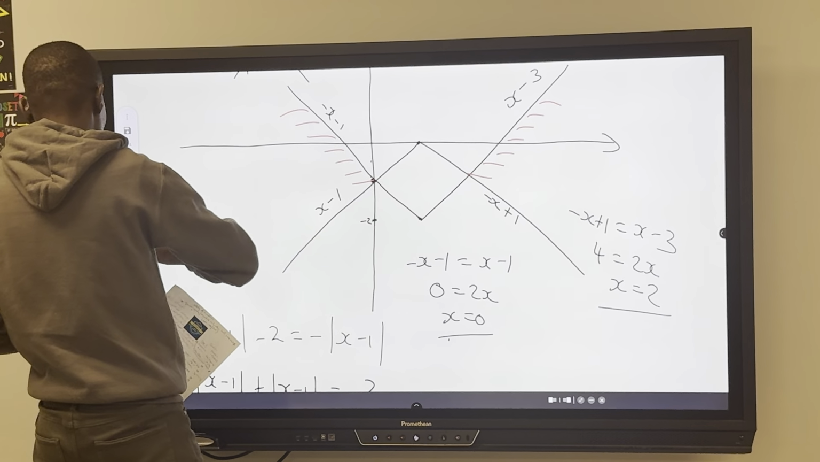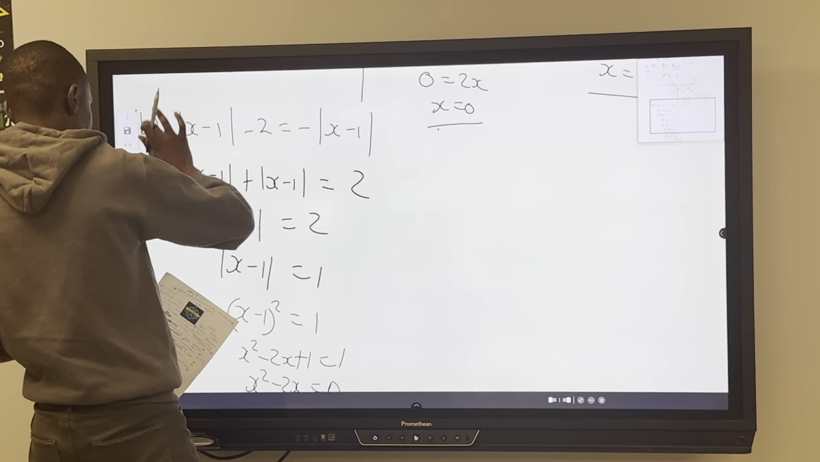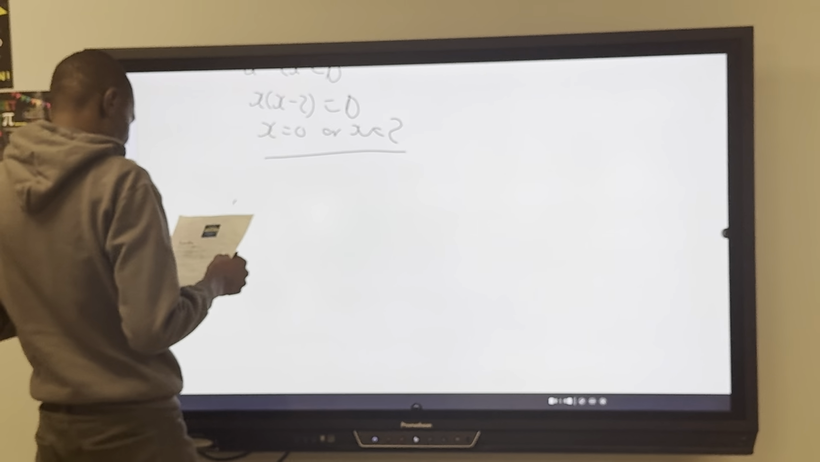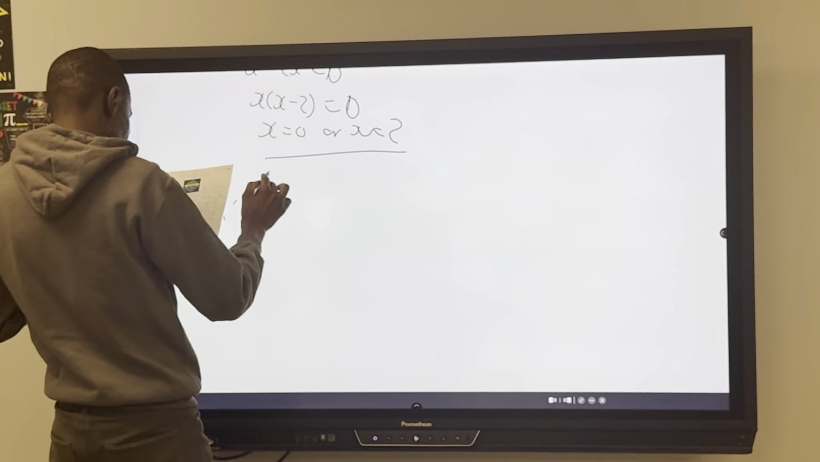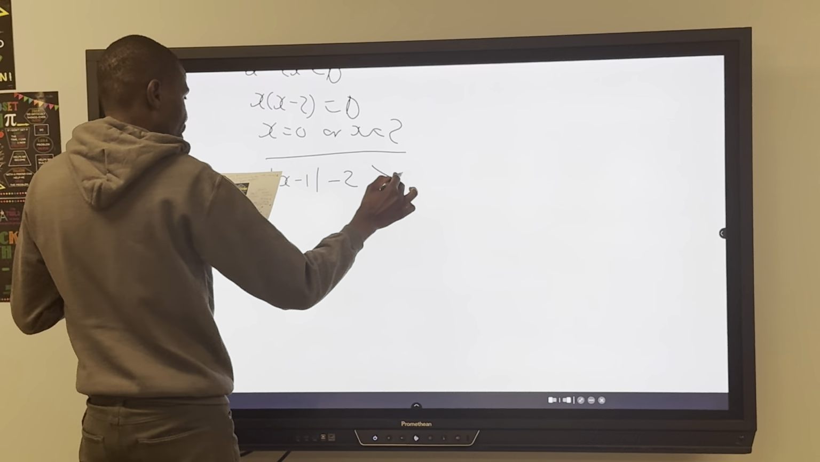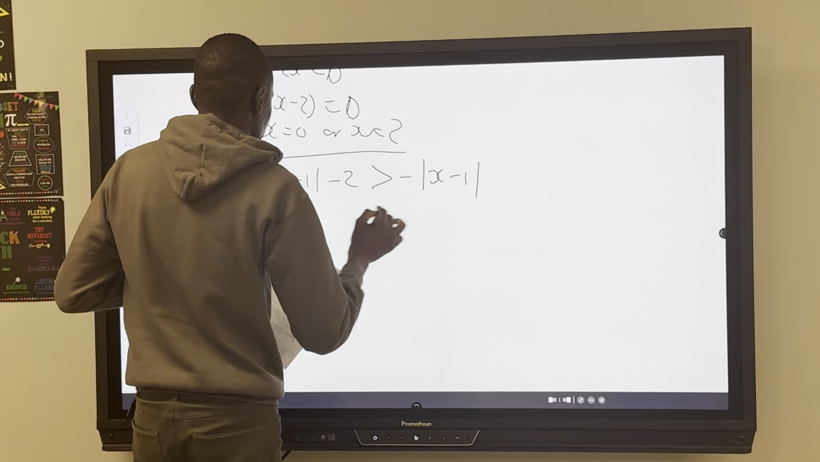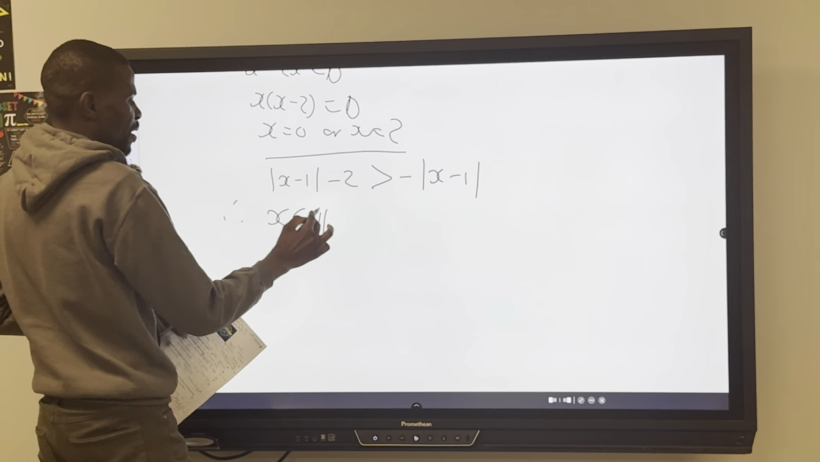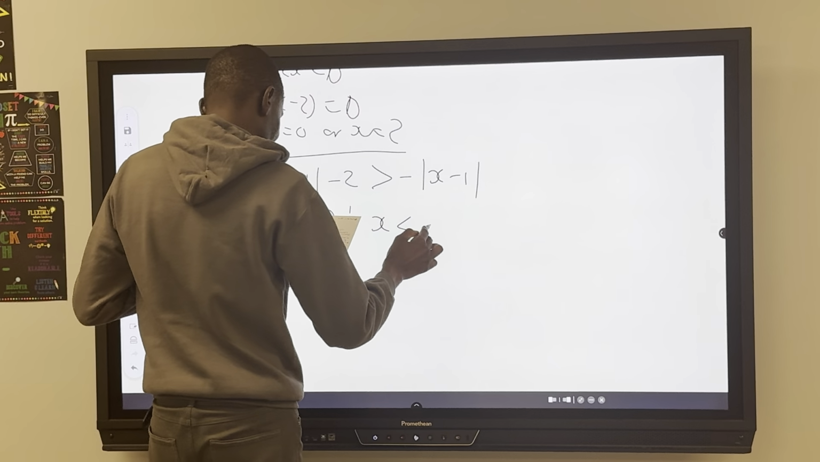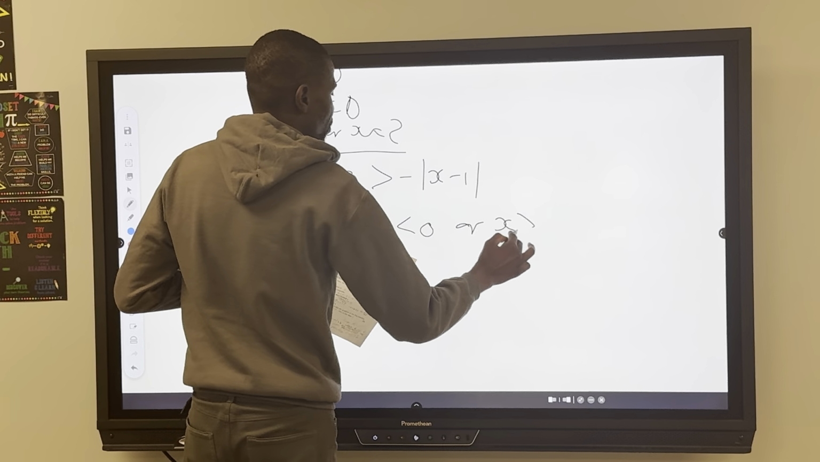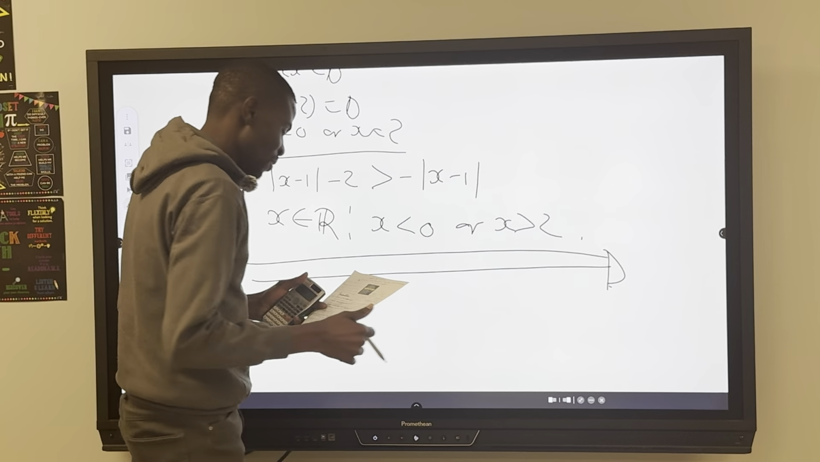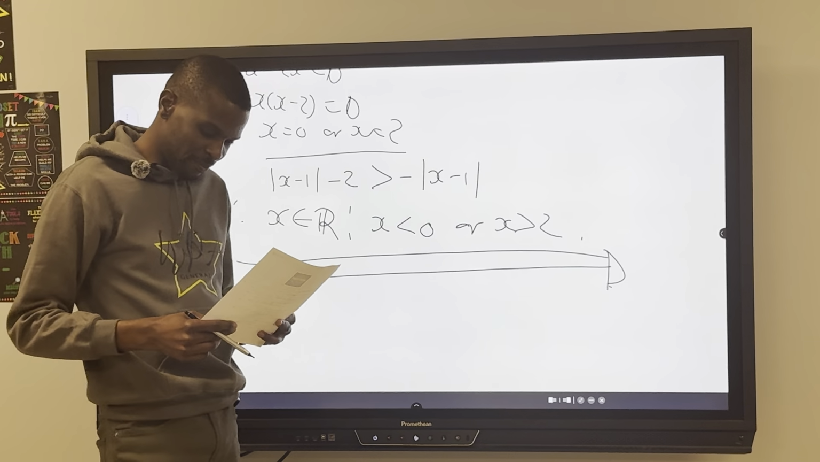So therefore, the solution set here, right? So therefore, remember we are solving modulus of x minus 1 minus 2 is greater than negative of x minus 1. So therefore, x is an element of real numbers such that x is less than 0 or x is more than 2, right? So here we are done for that particular problem, right?